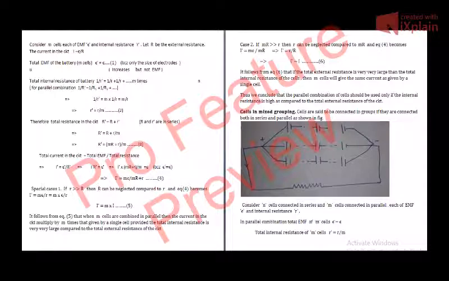Now consider n cells connected in series and m cells connected in parallel. Each of them are of EMF E and internal resistance R. So in parallel combination, total EMF of M cells E dash is equal to E, because as I already told you, only the size of the electrodes increases but not EMF. So total internal resistance of M cells R dash is equal to R by M.